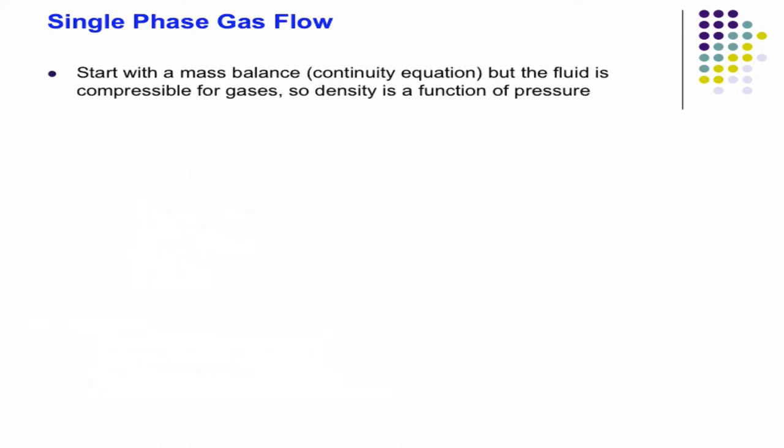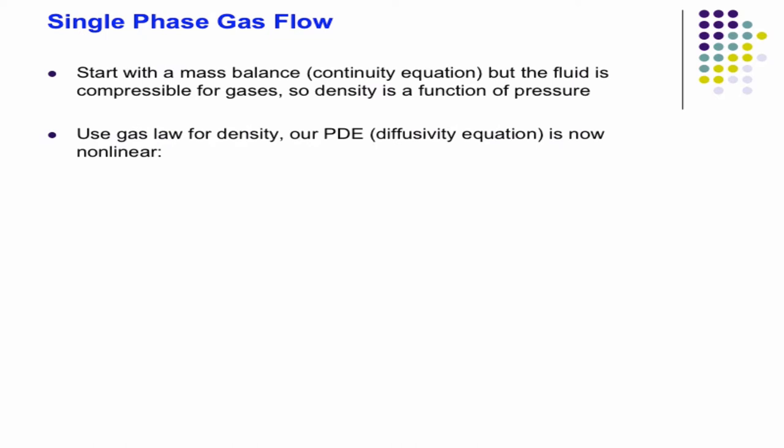We didn't really talk about gas in this. When we talked about single phase flow, we didn't talk about gas, but it's basically the same idea. We just write down the mass balance or the continuity equation, but now you have a compressible fluid, so the density is a function of pressure. So ultimately, your diffusivity equation is nonlinear, because your density is a function of pressure.